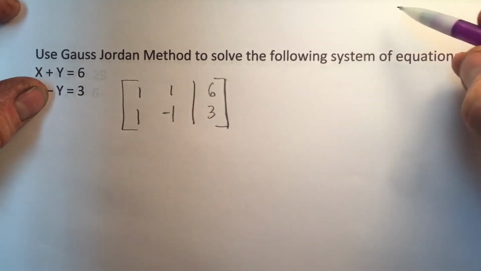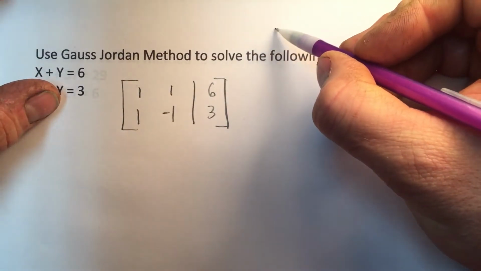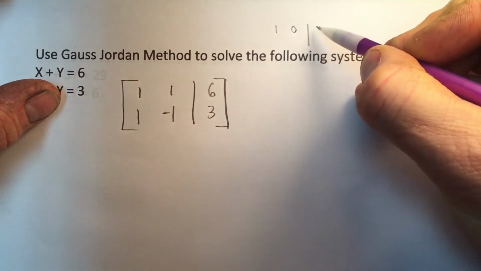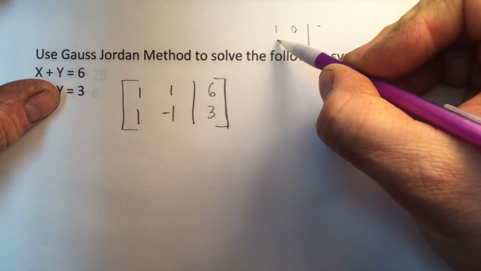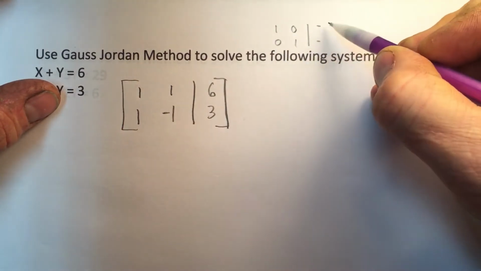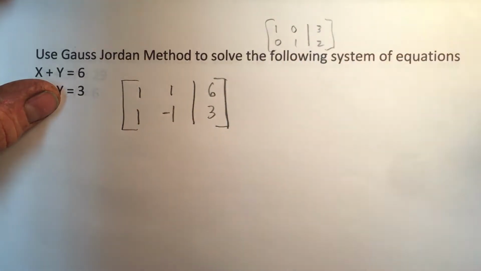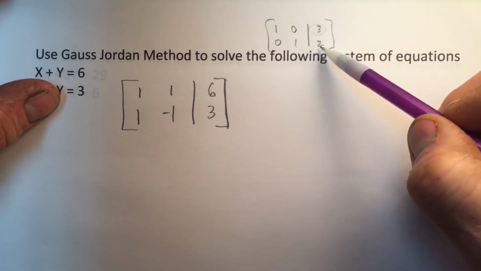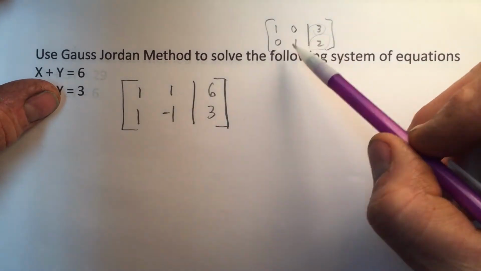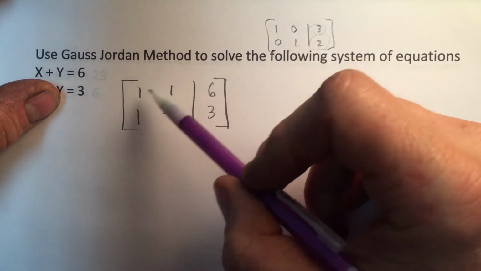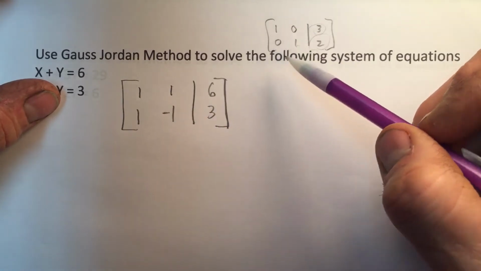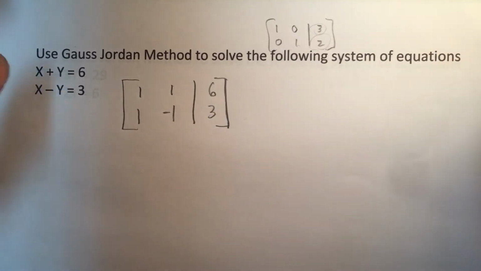Now, again, let me write it right here. I want to get 1, 0, and then whatever my answer is. And then I want 0, 1, and whatever my answer is there. Let's just say it's a 3 and that's a 2. And then that would tell me x would be 3 and y would be 2. This is what I want to get to. So I want to convert these to this by doing these row operations.